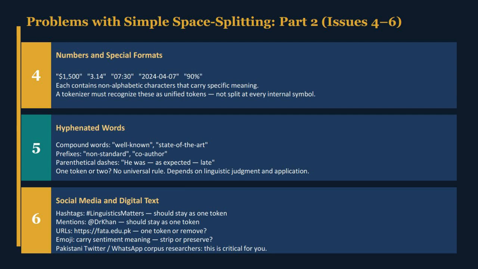The sixth problem is social media and digital text. Modern text includes hashtags, mentions, URLs, and emojis. These require specialized tokenization rules that general-purpose tokenizers may not handle well. For researchers studying online discourse, such as Pakistani Twitter and WhatsApp group conversations, it is especially important to understand this type of tokenization.